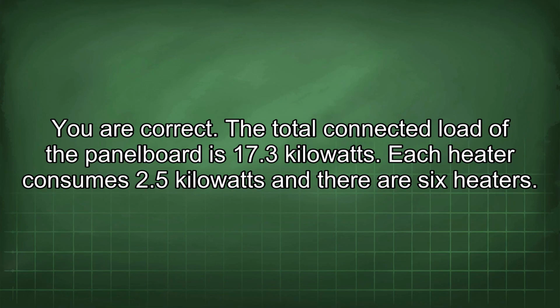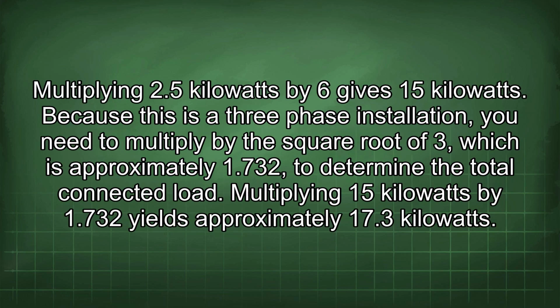You are correct. The total connected load of the panel board is 17.3 kilowatts. Each heater consumes 2.5 kilowatts and there are 6 heaters. Multiplying 2.5 kilowatts by 6 gives 15 kilowatts. Because this is a 3-phase installation, you need to multiply by the square root of 3, which is approximately 1.732 to determine the total connected load. Multiplying 15 kilowatts by 1.732 yields approximately 17.3 kilowatts.